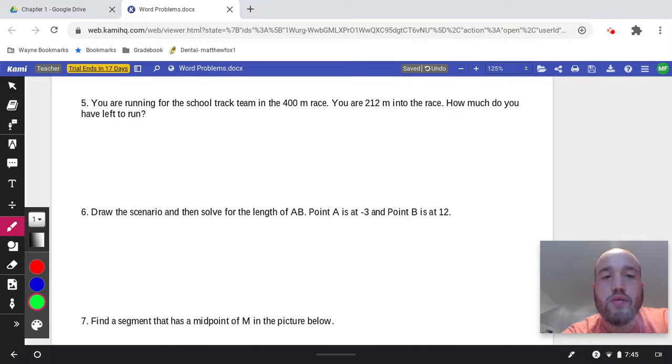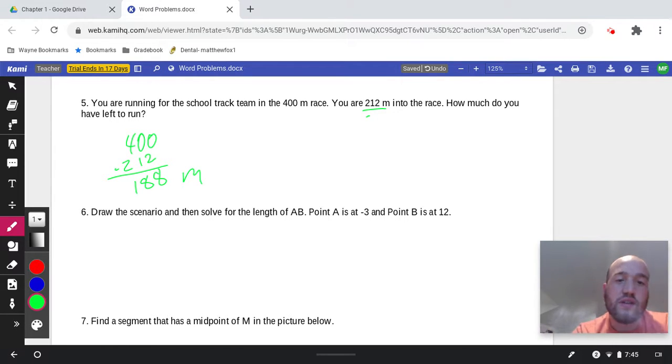Number 5, you are running for the school track team in the 400-meter race. If you run track, that's one lap around the track. You know that. It says you're 212 meters into the race. How much do you have left to run? All we have to do now is think 400 minus 212. I've already done the 212, and we will get 188 meters left. I still have 188 meters left to run.